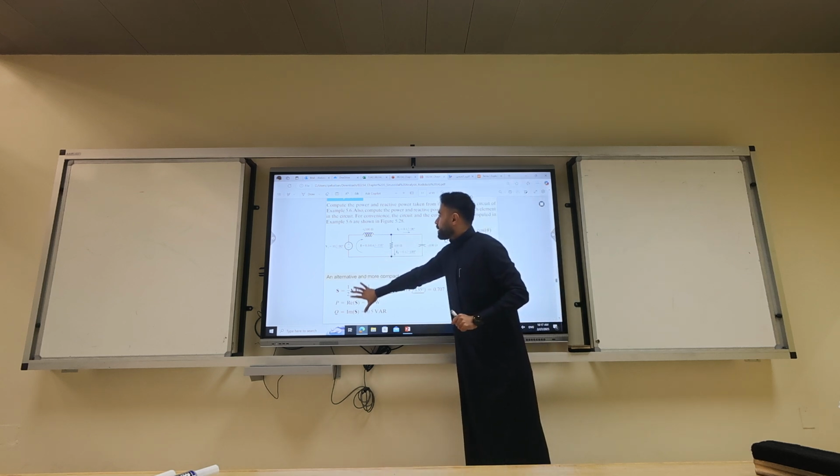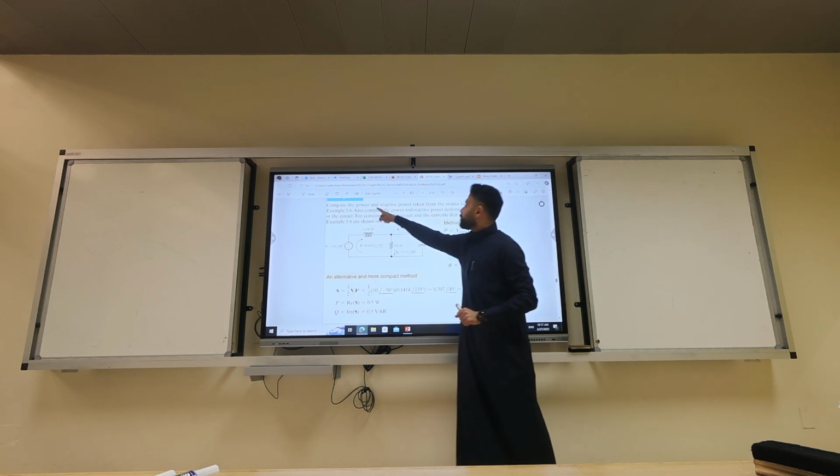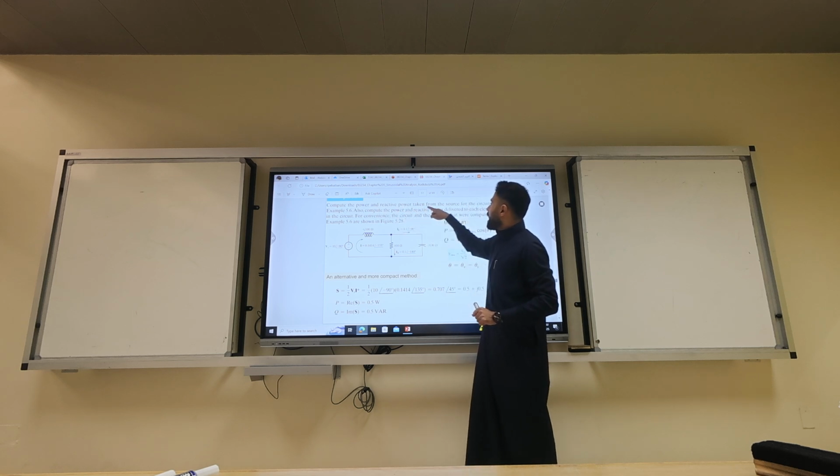Again, I prefer this formula. The question, always read the question. Compute the power and reactive power.